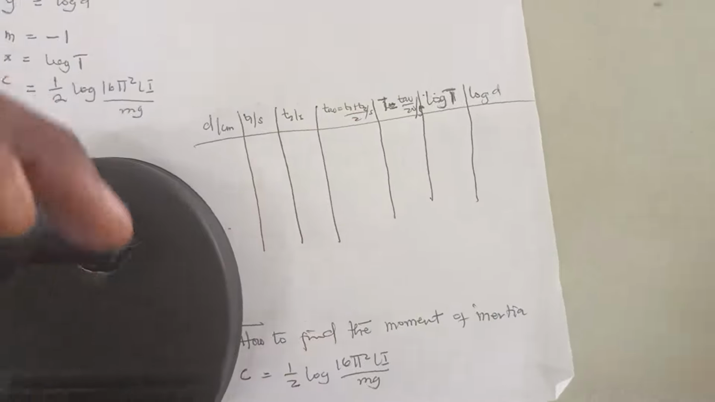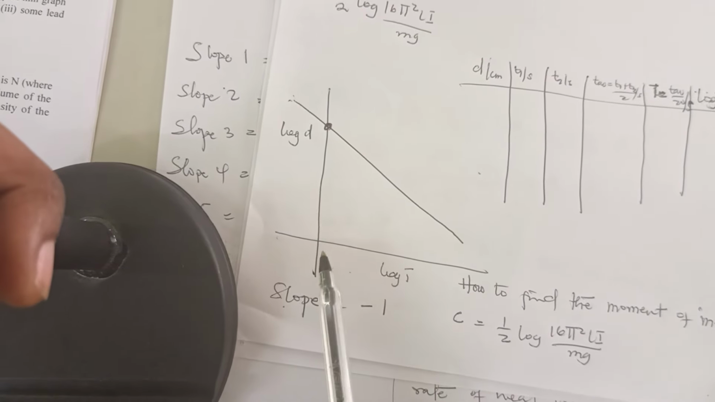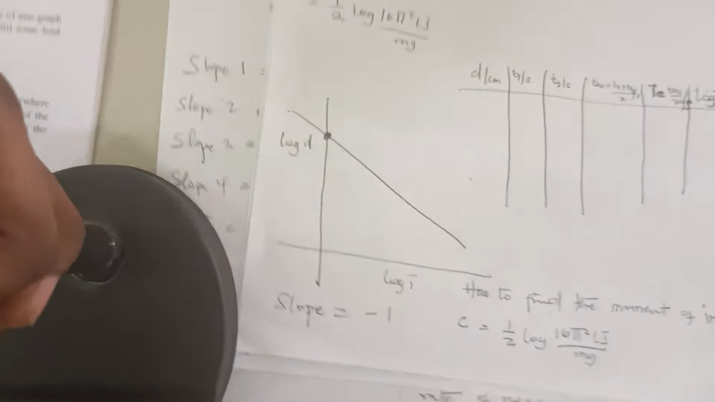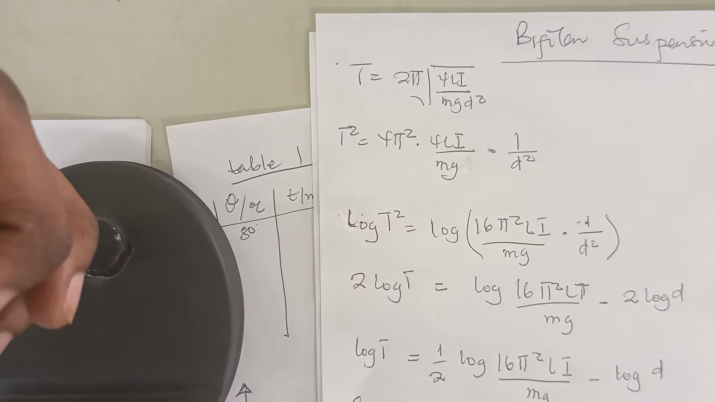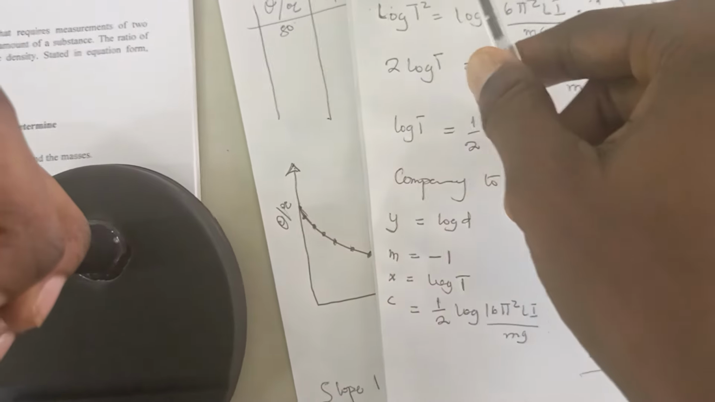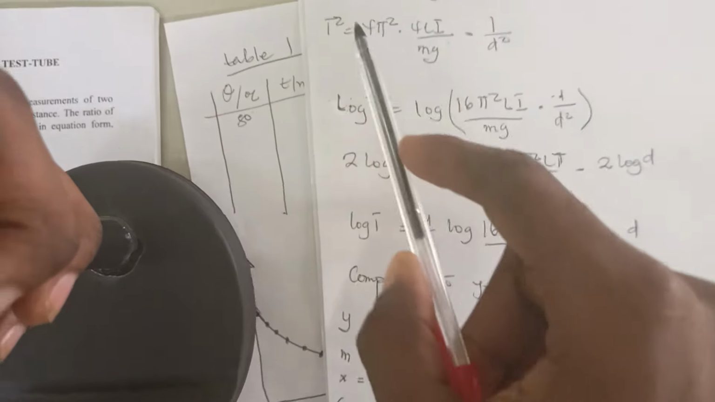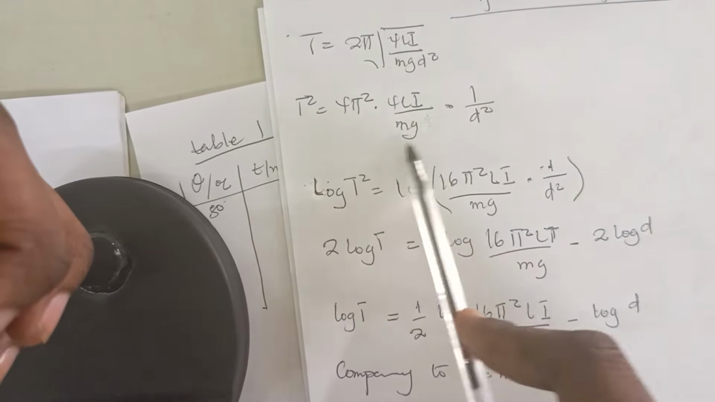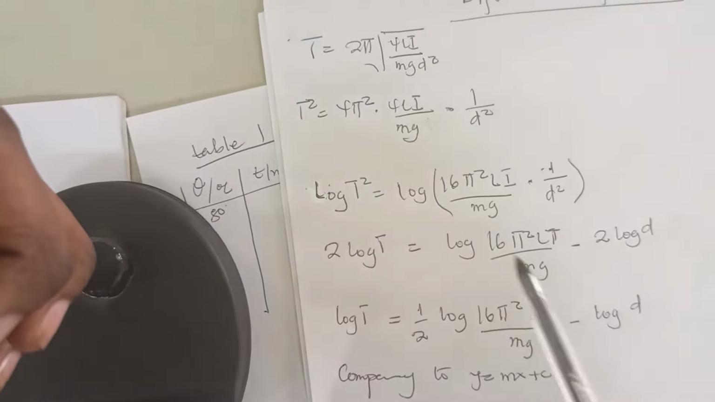Then after that, we'll be plotting log D against log T. This is the equation that was given in the book, the equation for the bifilar suspension. Since we are supposed to plot a log, we need to apply log to this equation. We square both sides first to remove the square root, and then we apply log to it.